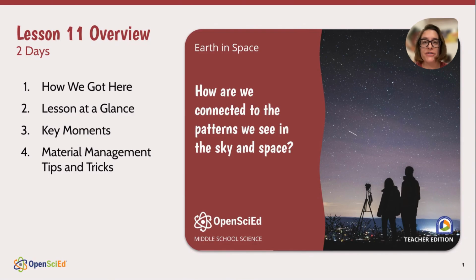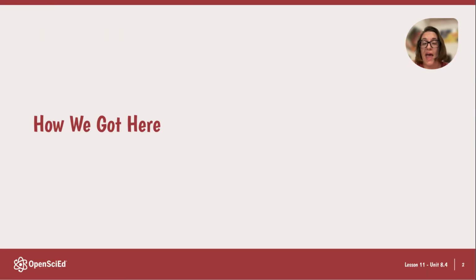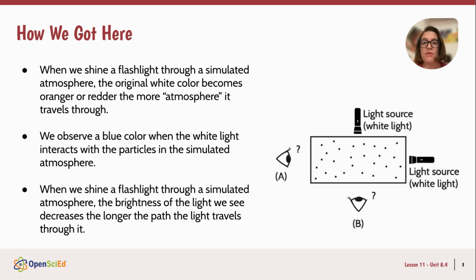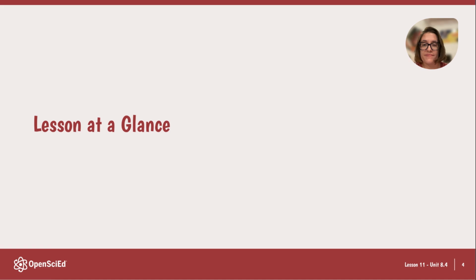I'm an OpenSciEd teacher and facilitator, and I'm here to discuss with you Lesson 11 from the 8.4 unit, Earth and Space. How did we get here? In the previous lesson, we figured out that when you shine light through a simulated atmosphere, it changes color and gets dimmer. The more atmosphere or particles the light travels through, the redder that it gets.